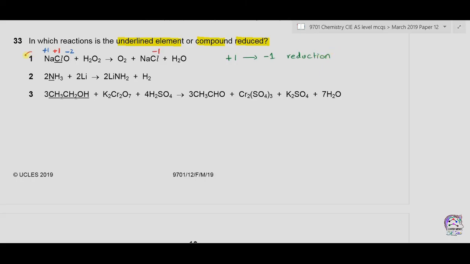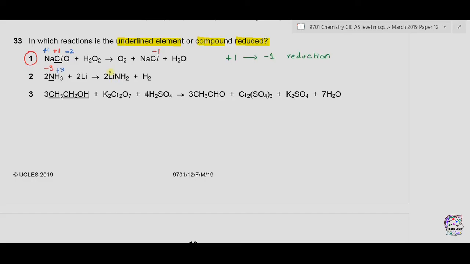So therefore option 1 is correct. In option 2 we have nitrogen being underlined and it is NH3. As nitrogen is more electronegative than hydrogen, the total oxidation state of 3 hydrogen atoms will be +3, and on 1 nitrogen atom it would be -3.